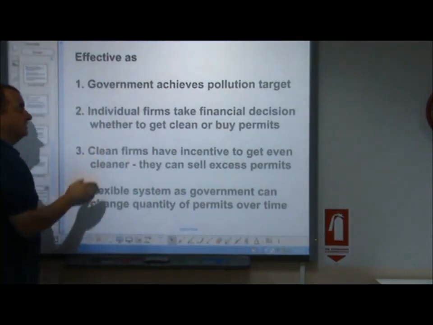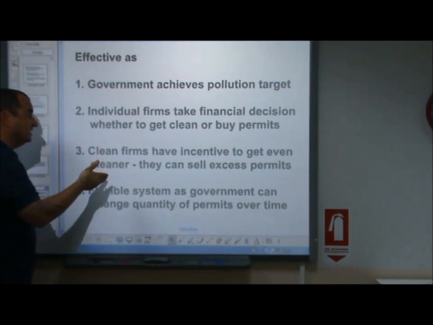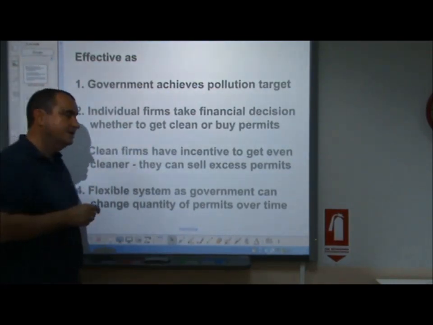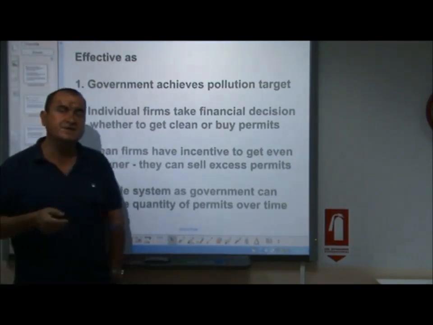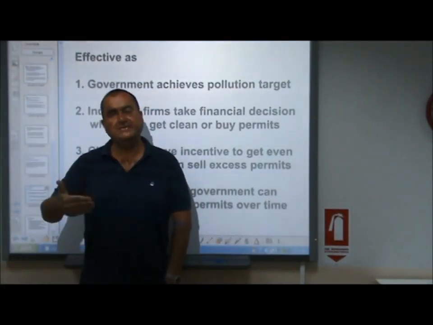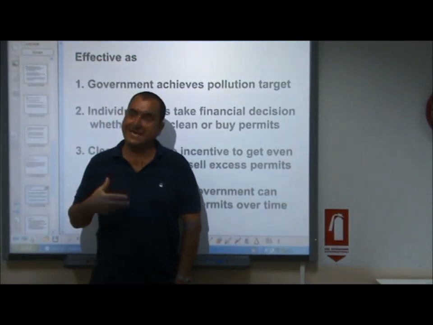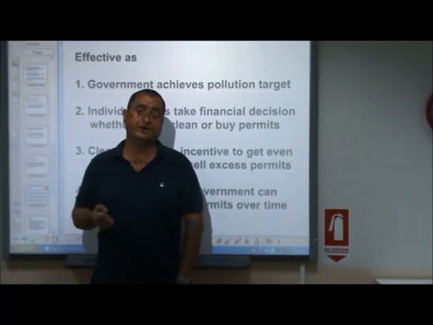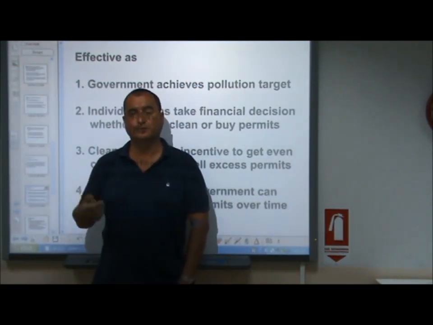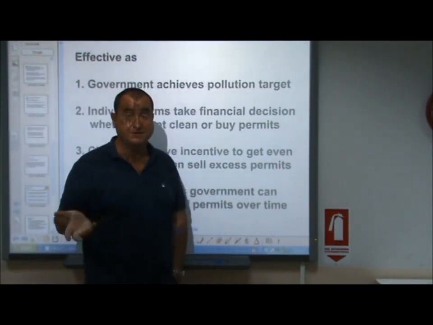Thirdly, clean firms have an incentive to get even cleaner. They can sell any excess permits that they possess. This is an extremely important point, because if the government simply gave every firm a pollution limit, firms meeting that limit would have no incentive to get even cleaner. But now they do have that incentive. Every time they get cleaner, they have spare permits which they can sell and earn revenue from.